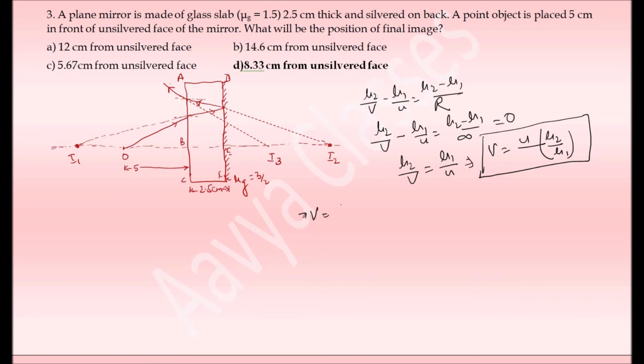So V is equal to U into mu2 by mu1. U comes with negative sign. So minus 5, mu2 is 1.5 and mu1 is equal to 1. So it comes equal to minus 7.5. So clearly the image distance of I1 is equal to minus 7.5. So it is on the left hand side and it's 7.5.